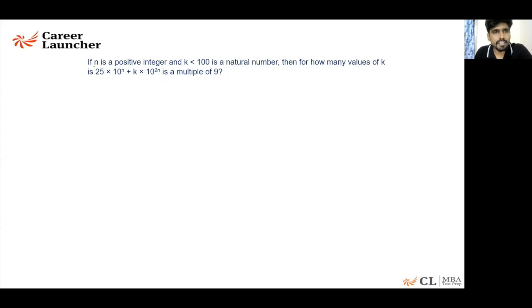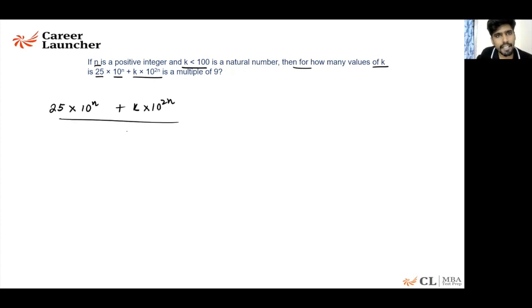Let's take a look at this question. This is a question of numbers, probably remainders. If n is a positive integer and k is less than 100 and k is also a natural number, for how many values of k is 25 into 10 power n plus k into 10 power 2n a multiple of 9? So 25 into 10 power n plus k into 10 power 2n is perfectly divisible by 9.